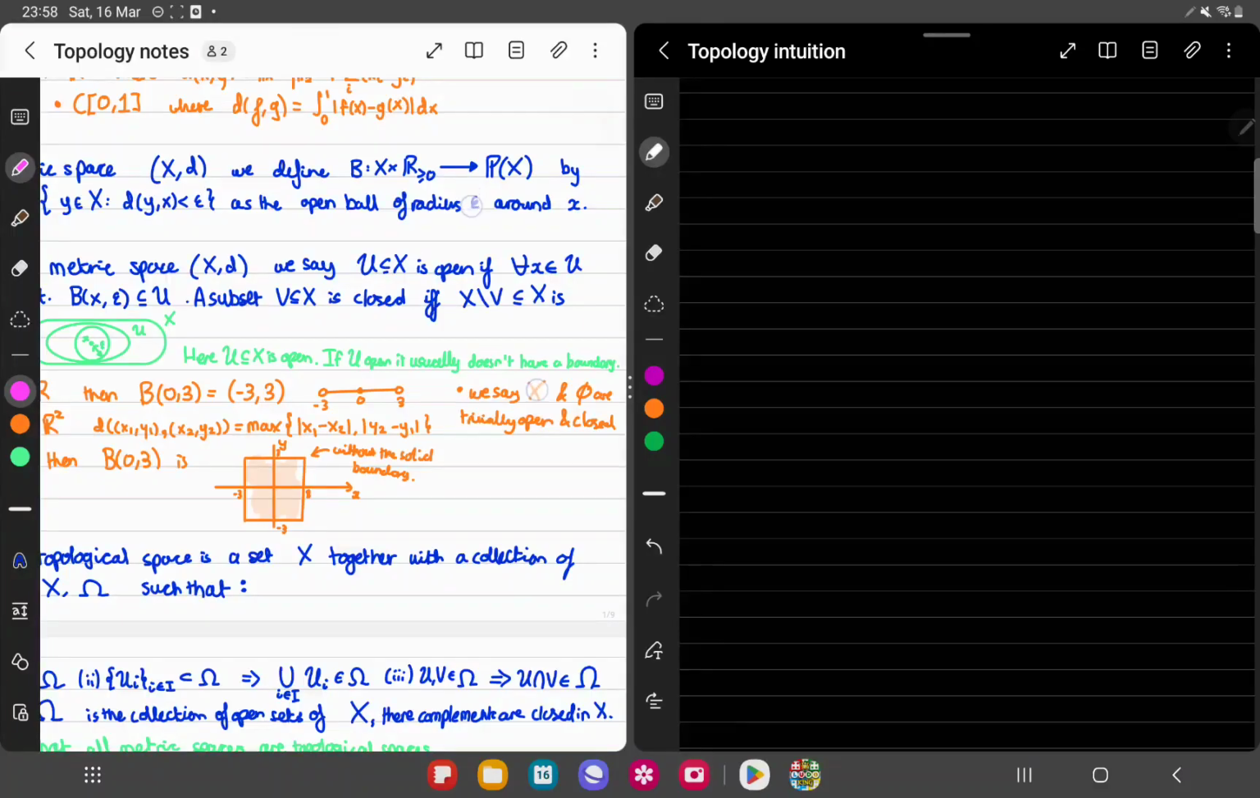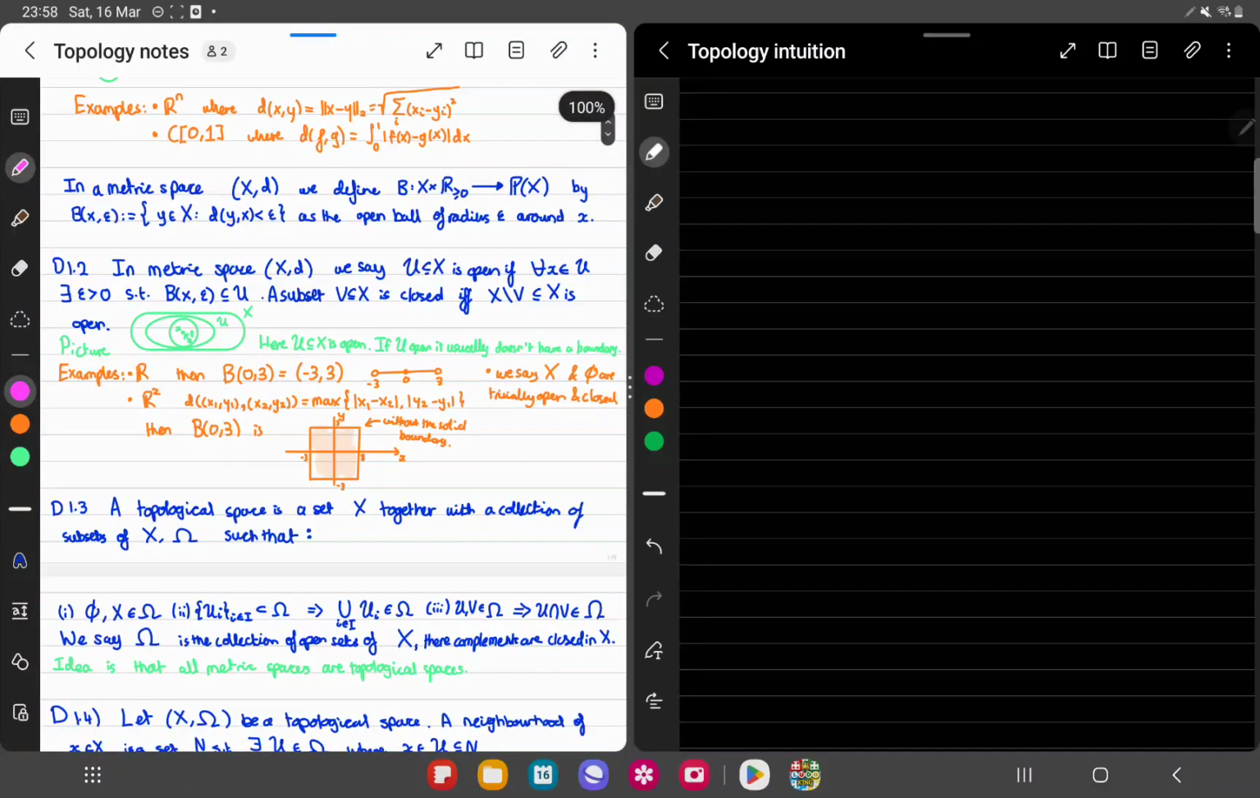I said ball so much. Okay, so here's some examples. Obviously, in R, you could take balls to just be open intervals. And, well, okay, you could just take the union of a bunch of open intervals, and you're going to end up getting stuff that is open.